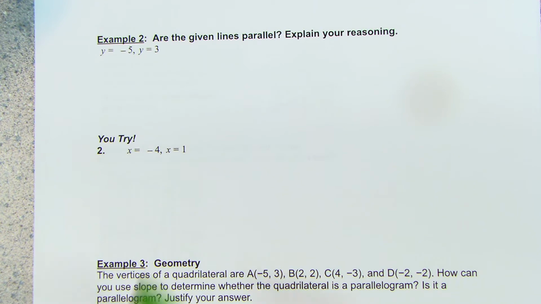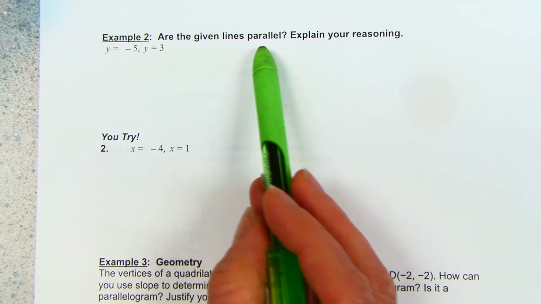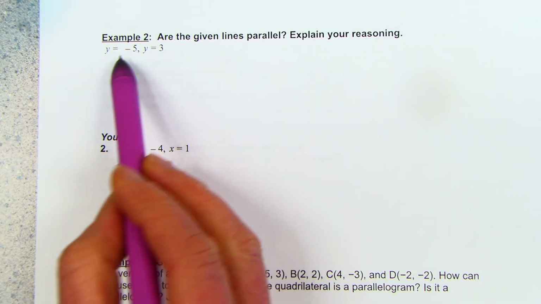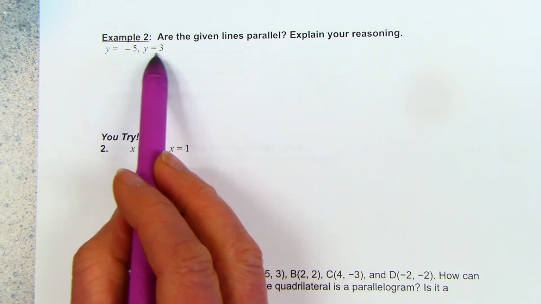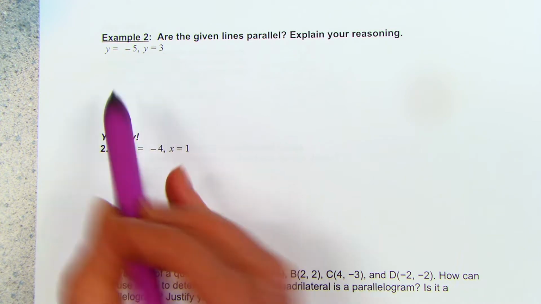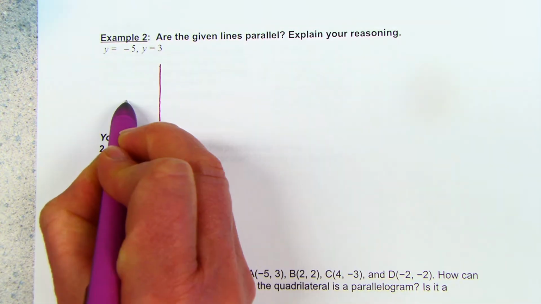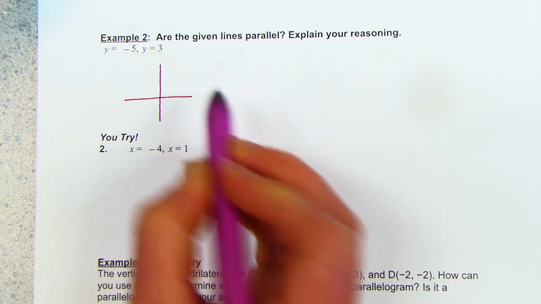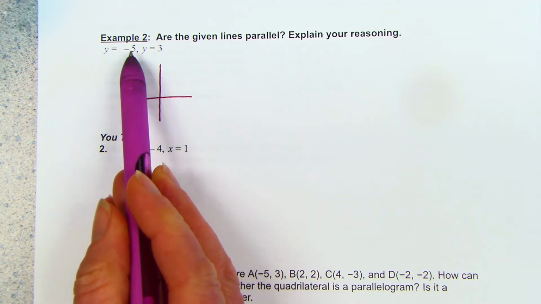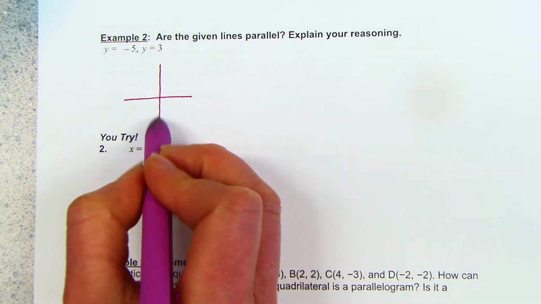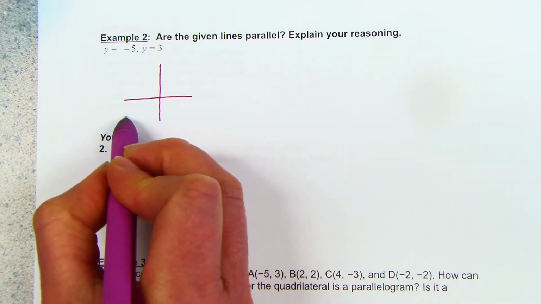Okay, at least example 2 is super easy. Are the given lines parallel? Explain your reasoning. If I have y equals negative 5 and y equals 3, let's do a little sketch so we can visualize that. If I have y is negative 3, negative 5, that's down here, right?